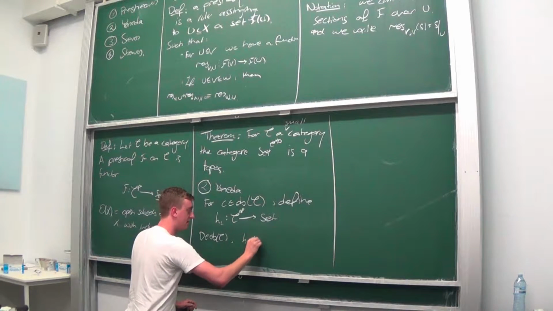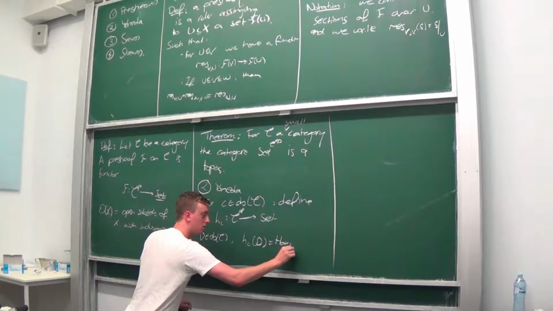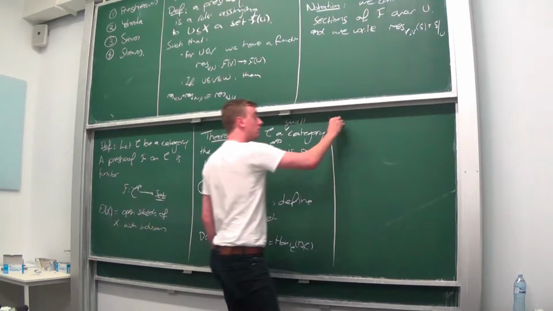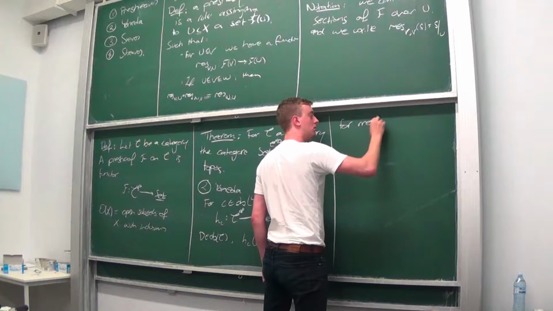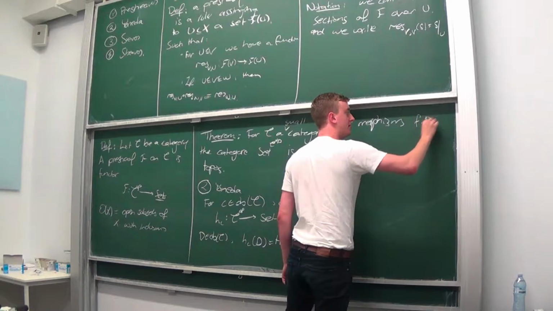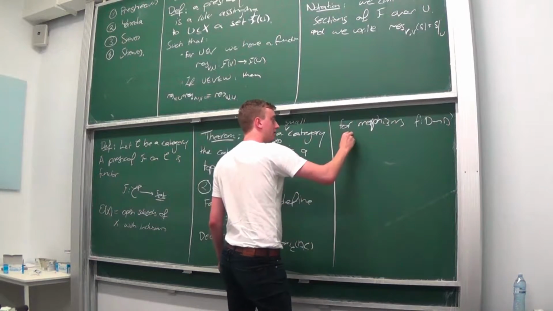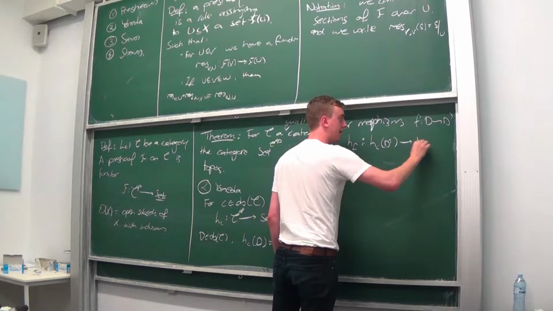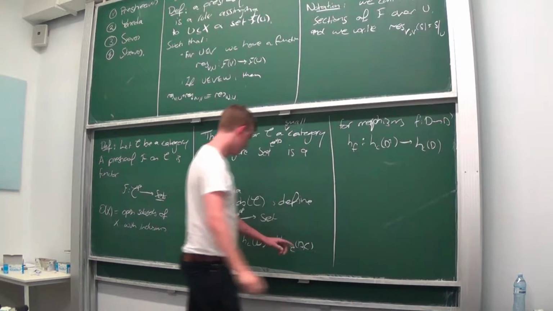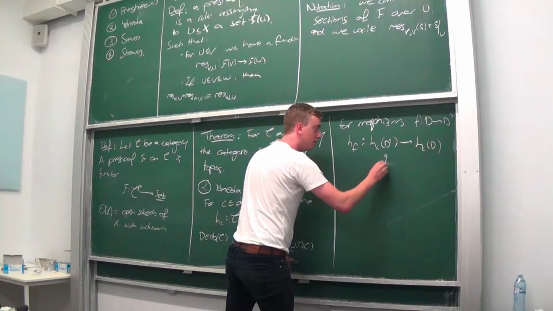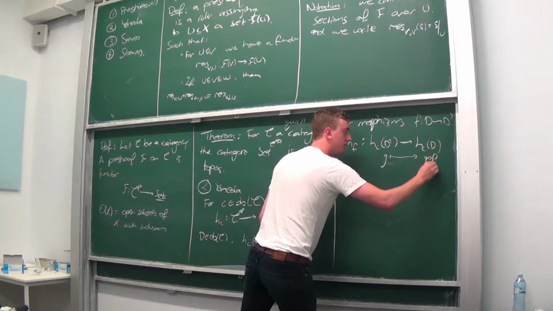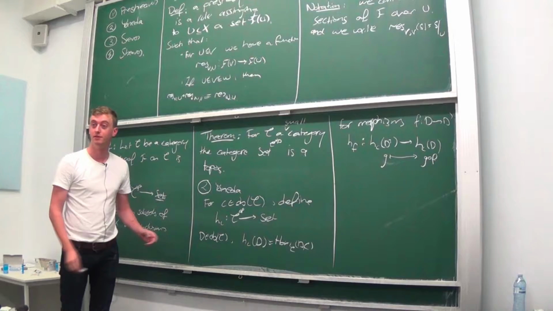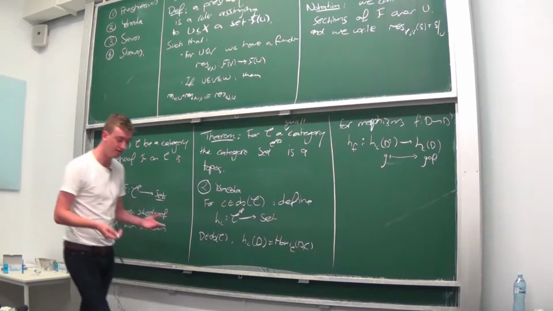for D, H_C of D is simply going to be the arrows from D to C. And for morphisms F from D to D prime, we get a morphism H_C of F from H_C of D prime to H_C of D, which is going to send a morphism G from D prime into C to pre-composition with F. So then this defines a functor, and in fact a presheaf on C. Okay, so for every object in C, we get a presheaf. Okay, so this is the rule.